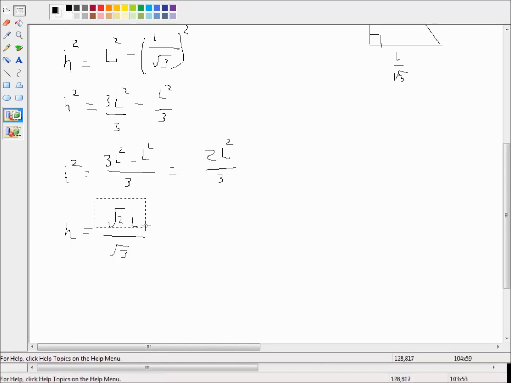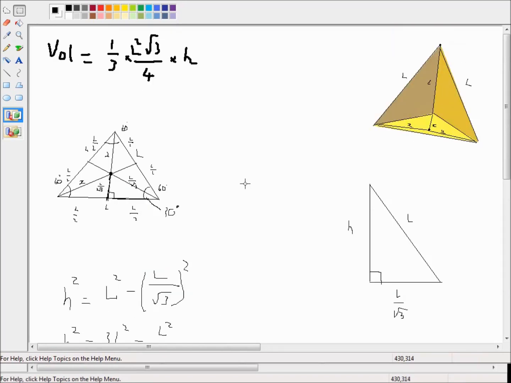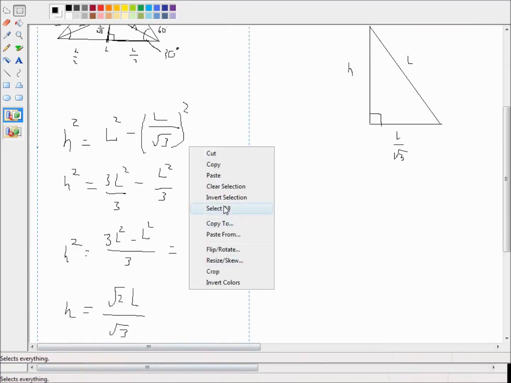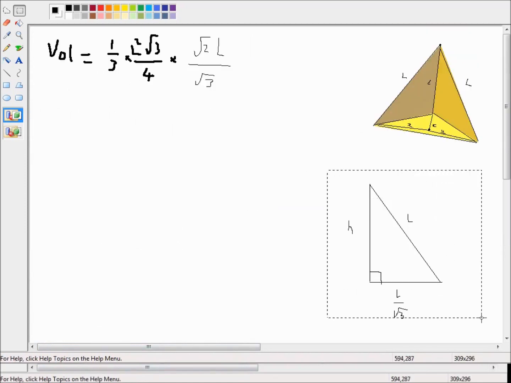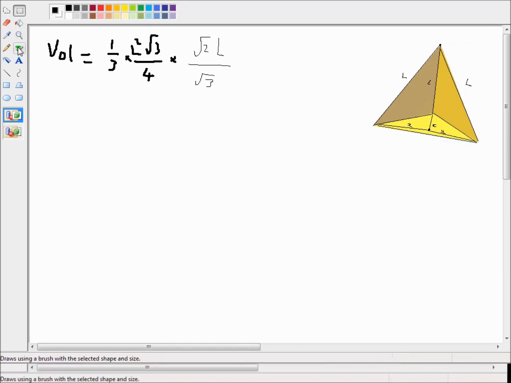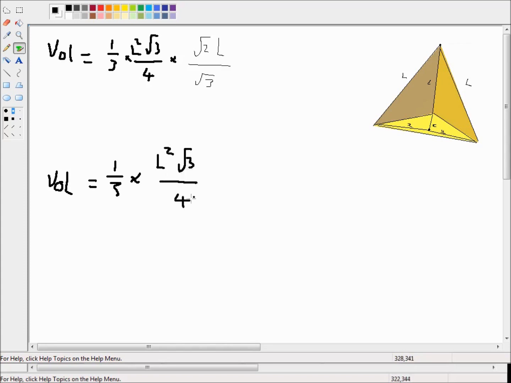And that can go in place of the h that we've got for our formula. And now we can calculate the volume of the pyramid finally. In fact, we don't need that anymore either. So the volume of the pyramid is just 1/3 times L squared root 3 over 4 times root 2 L over root 3.